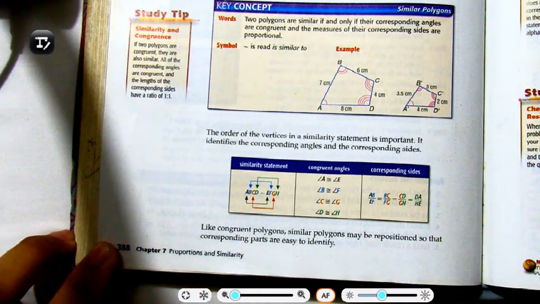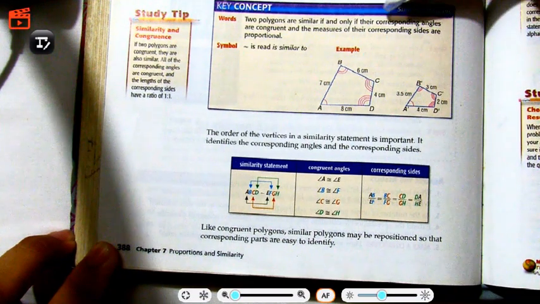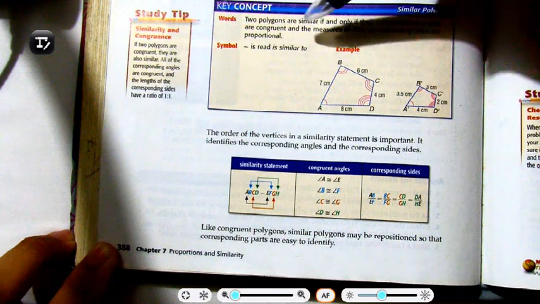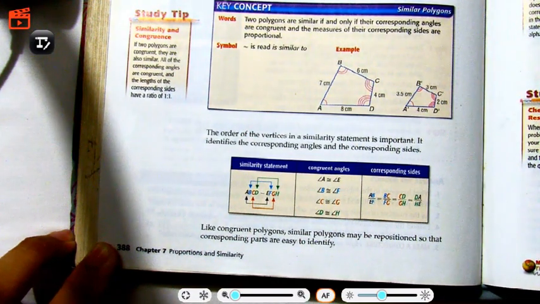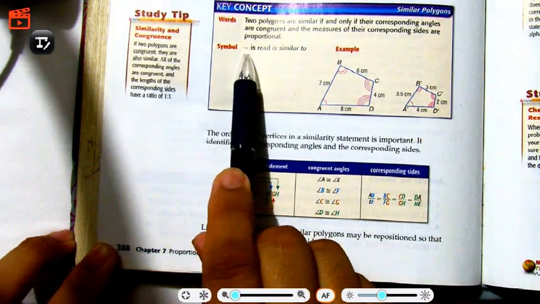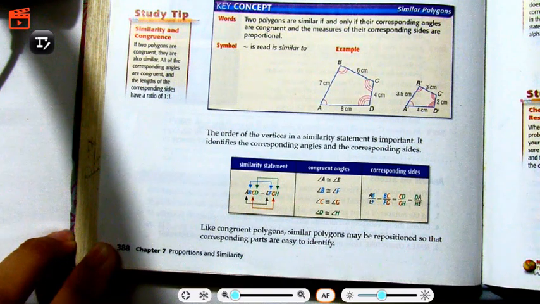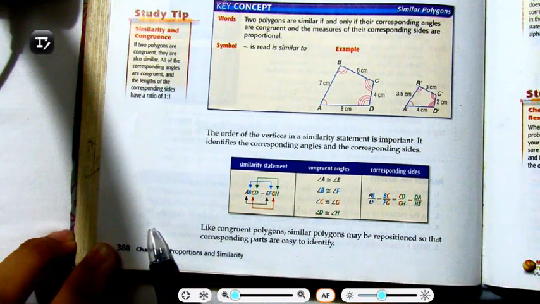It says two polygons are similar if and only if their corresponding angles are congruent and the measures of their corresponding sides are proportional, with this symbol for similar. Remember, we always discuss two things here: properties for the angles and properties for the sides. For the angles, they should be congruent.